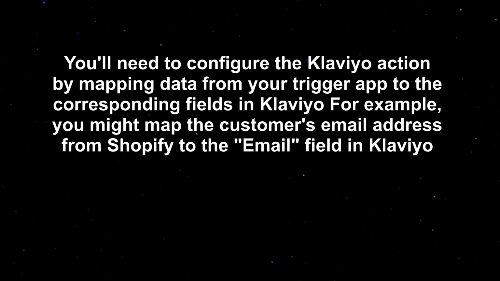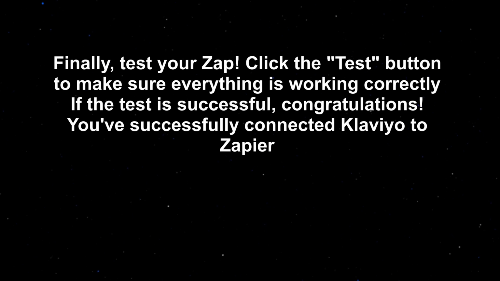You'll need to configure the Klaviyo action by mapping data from your trigger app to the corresponding fields in Klaviyo. For example, you might map the customer's email address from Shopify to the email field in Klaviyo. Finally, test your Zap. Click the Test button to make sure everything is working correctly.